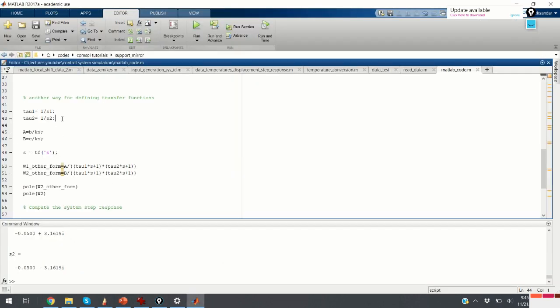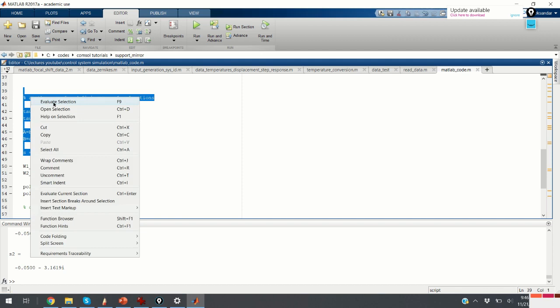Okay, so I define tau1 and tau2 as 1 over the system poles, and I define A and B. Now, I use this MATLAB command for saying that S is now a transfer function. TF of S, this is a symbolic expression, so this gives you S as a transfer function.